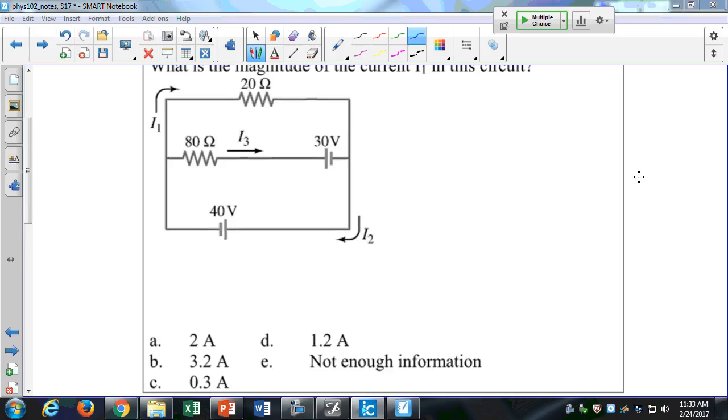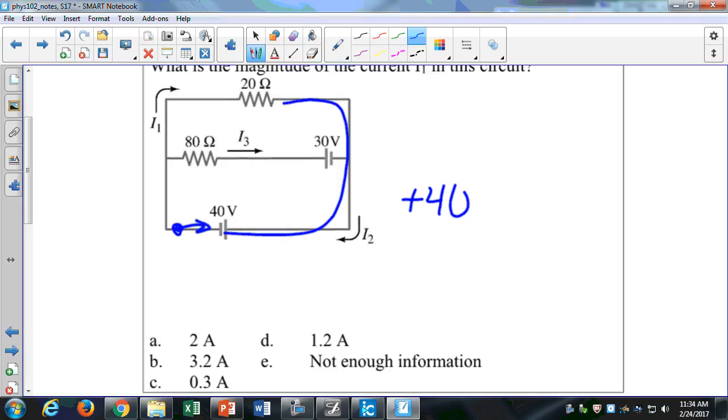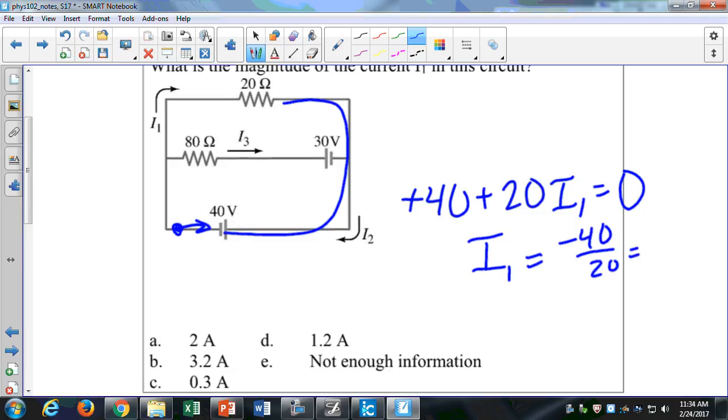Let me write that out. If I take my loop beginning here and going in this direction, I get plus 40. Coming up here, I get plus 20 I1. And that's equal to 0. So I1 equals negative 40 over 20, or negative 2 amps. Now I was just asking for the magnitude, but if I was asking for the direction, it wouldn't be to the right, it would be to the left. All right?